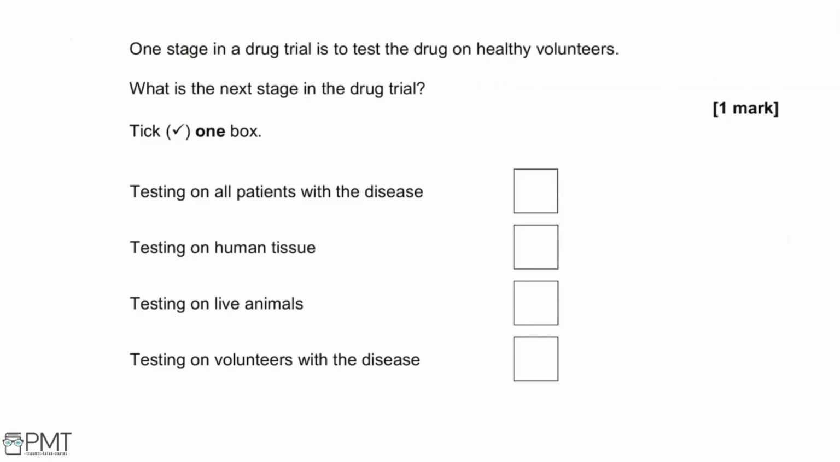One stage in a drug trial is to test the drug on healthy volunteers. What is the next stage in the drug trial? Tick one box. So they've just tested on healthy volunteers, most likely looking for side effects. The next thing they've got to do is actually see if the drug treats the disease in the way they expect it to. But they can't just start rolling the drug out to everybody because they haven't tested that last bit yet. So they have to wait for some volunteers with the disease, which is that last box there.